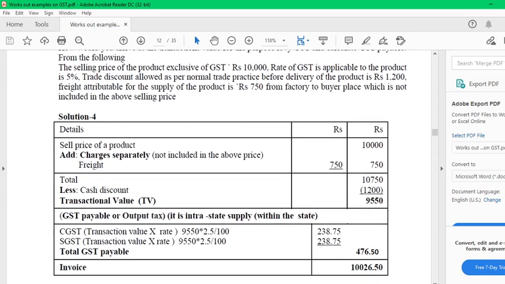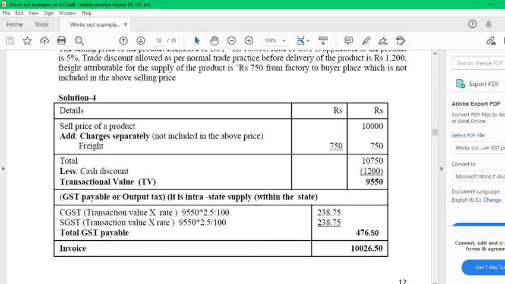On that 9,550, it is a goods movement within the state. Therefore, CGST and SGST apply. The GST will be applicable at 5% divided by 2, 2.5 and 2.5, CGST and SGST 238.75, 238.75, total 477.5 comes to 10,026 or even 10,030 roughly approximate. The invoice price is 10,026.5 or 30. This kind of problem for 5 marks you could expect.